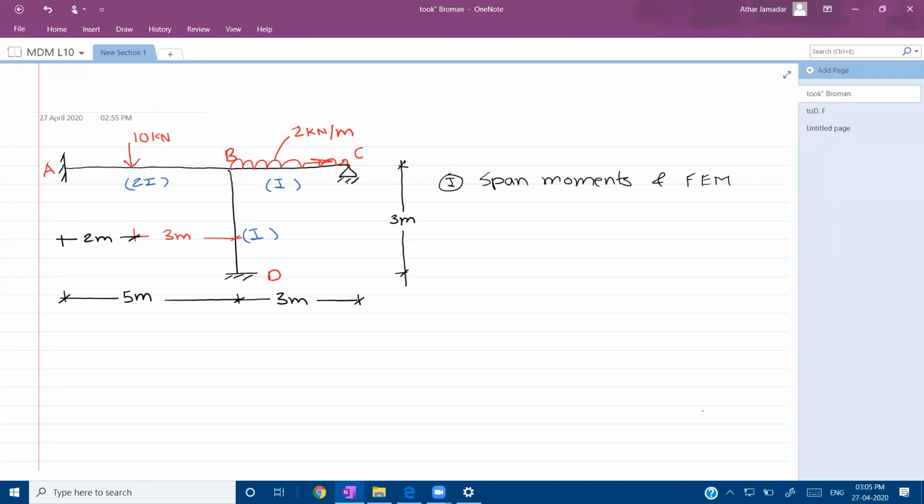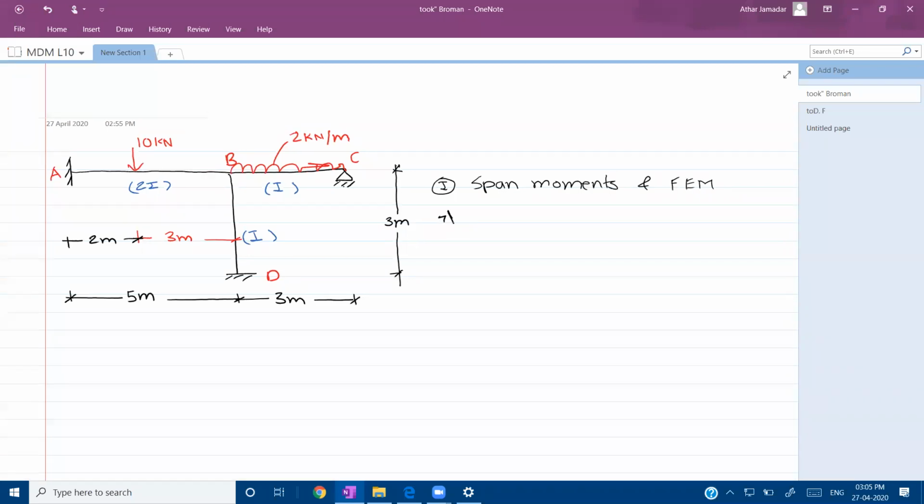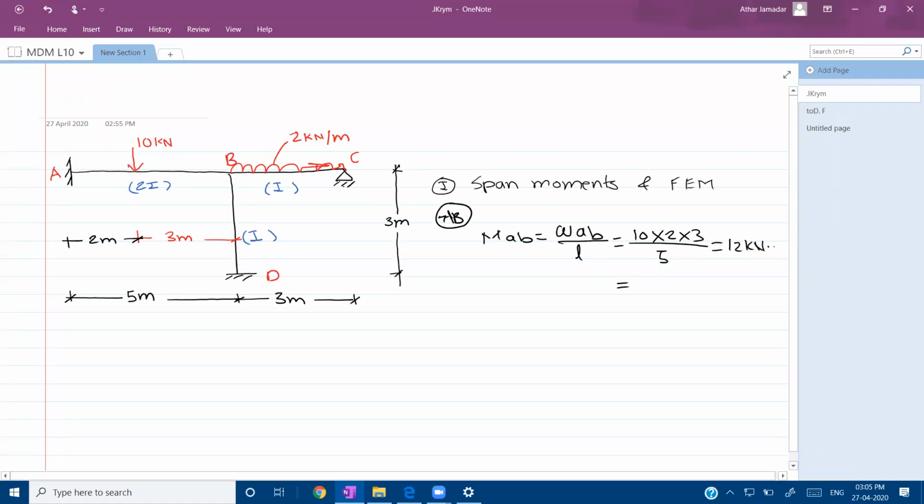So first, for span AB, you will see for span AB, MAB, that is span moment AB, is going to be WAB divided by L, where W is 10 kilonewton, a is 2 meter, b is 3 meter, divided by total length 5 meter. So this comes out to be 12 kilonewton meter. So this is about span moment AB.